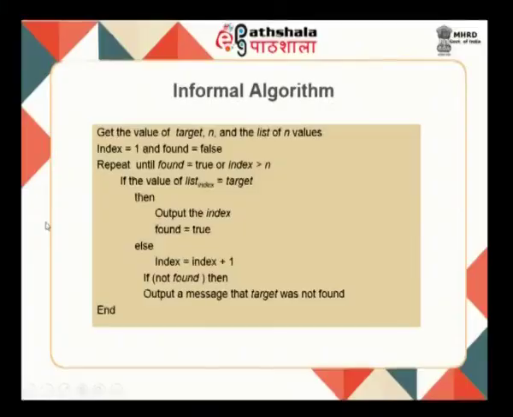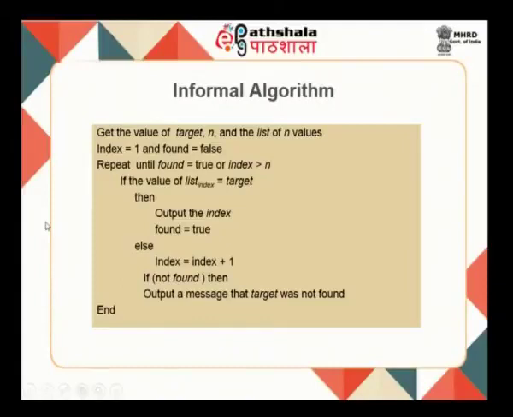So, initially I am setting index equal to 1, so that I am going to start the search process from array 1. Then initially I am setting the variable found equal to false. So, now I am starting a loop: repeat until found is true or index is greater than n. So, that means I have to repeat until these conditions are fulfilled.